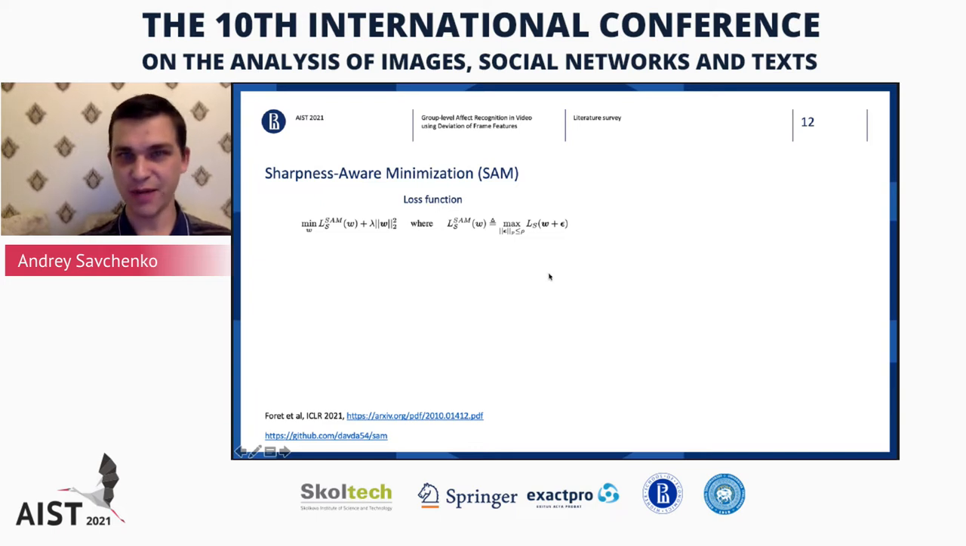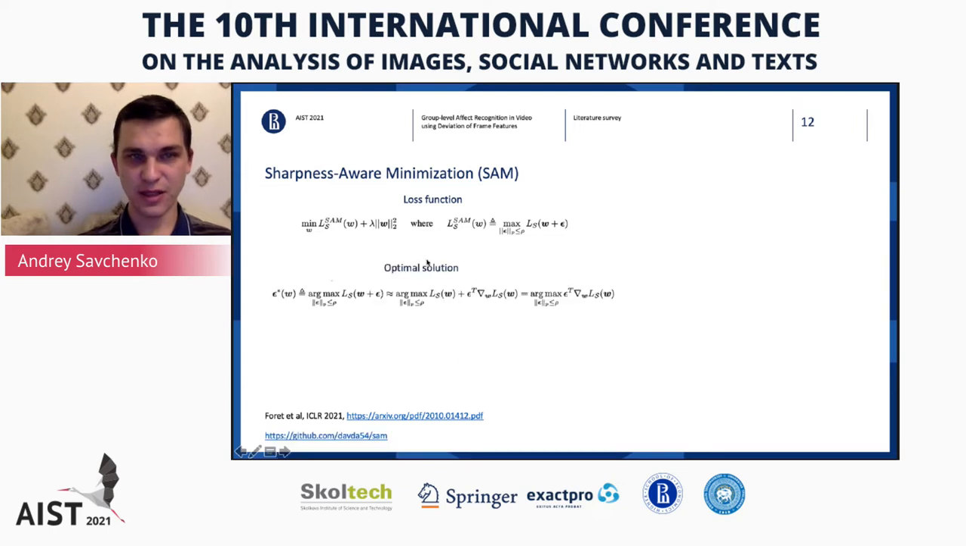They require some robustness of the decision, so that if we slightly change the weights of the neural network, we still obtain a rather low value of the loss function. So this is a well-known criterion for any method like robust data mining. And then this is the optimal solution in some approximation using Taylor series.